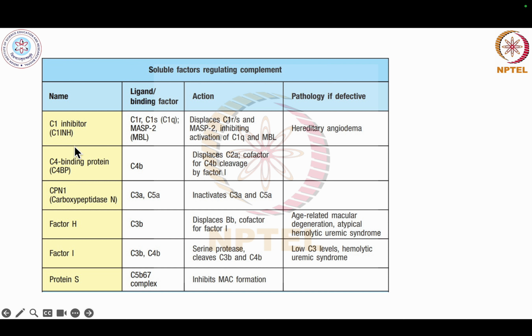So yeah, you need not recall all these things, but one important thing is that protein S ligand or binding factor is C5b, 6 and 7 complex, and its action is that it inhibits MAC formation. MAC means membrane attack complex formation. It inhibits protein S.